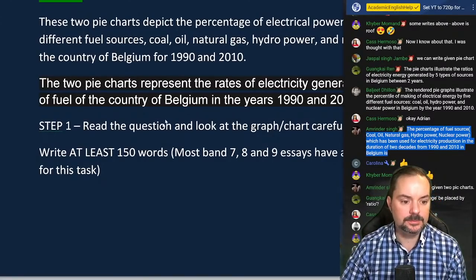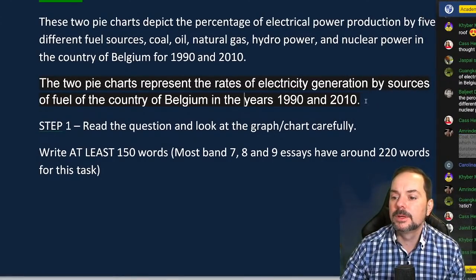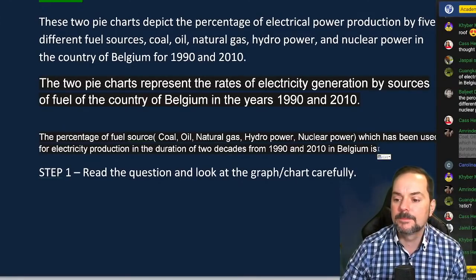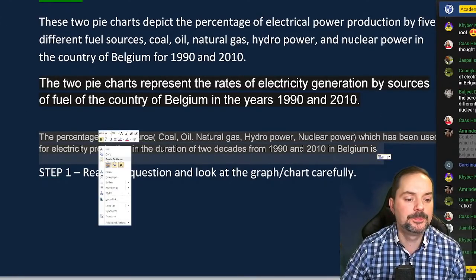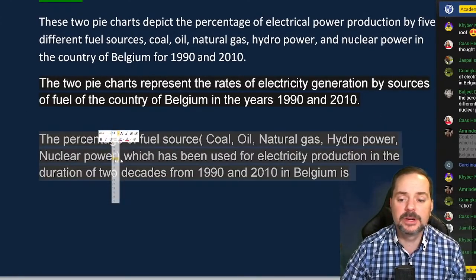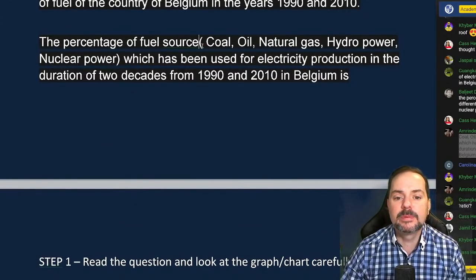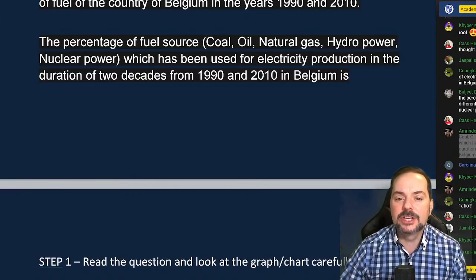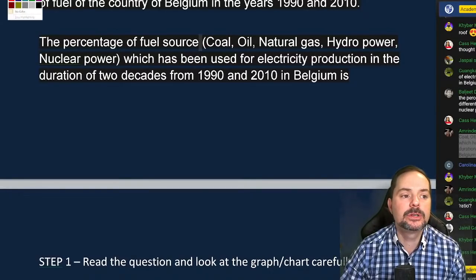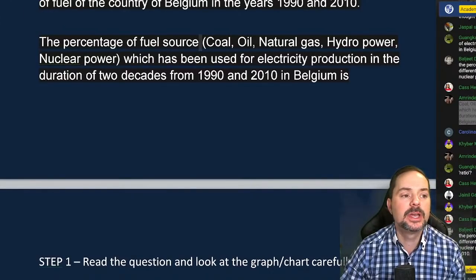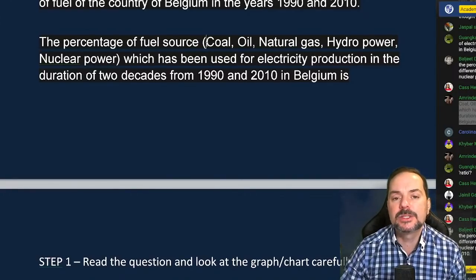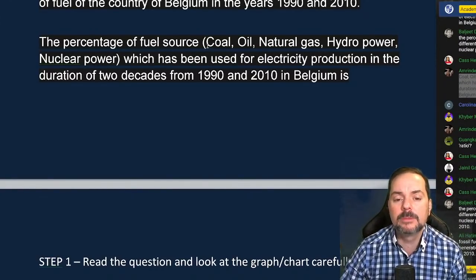Amrinder. So Amrinder writes this. Here we go. There's a lot of different ways to paraphrase, students. So this is what Amrinder has written. The percentage of fuel source, brackets, coal, oil, natural gas. Amrinder, when you have brackets, there's a space after the last letter, okay? And then there's no space after the bracket. So the opening bracket or the opening parentheses, there's no space, okay? Pay attention to how you use your punctuation.